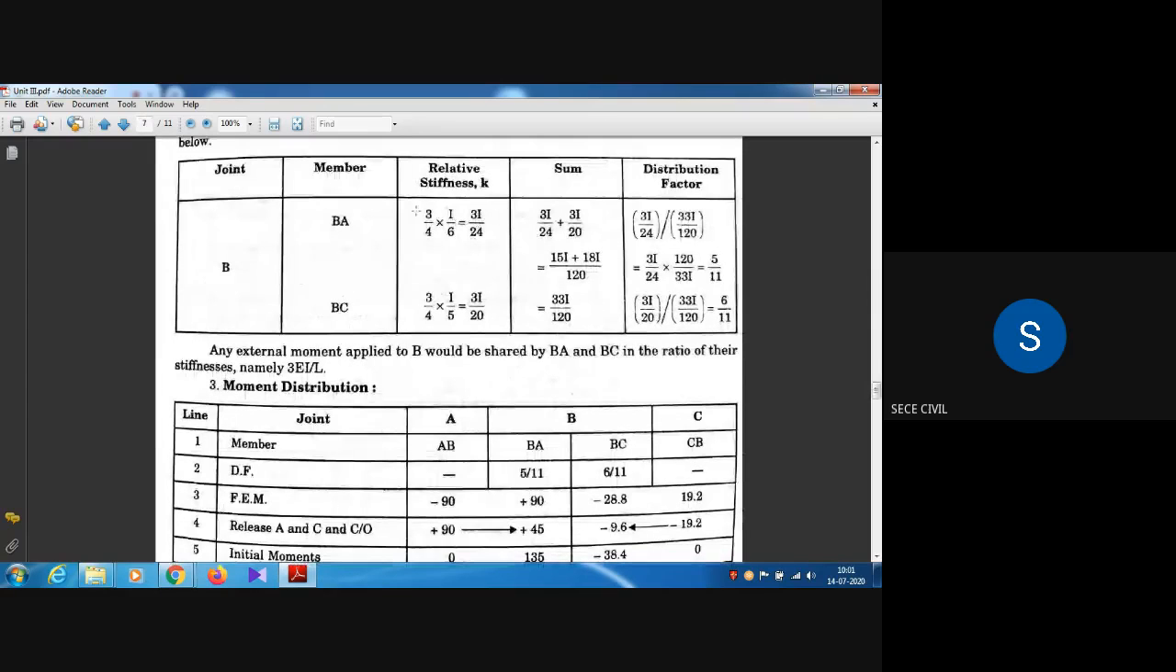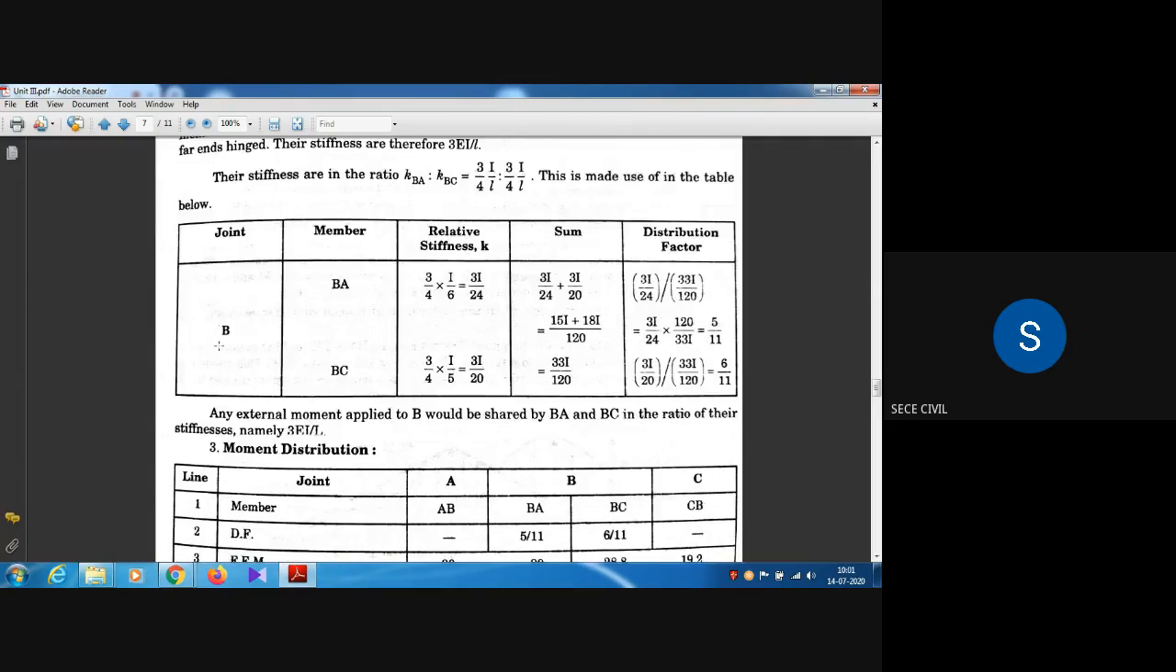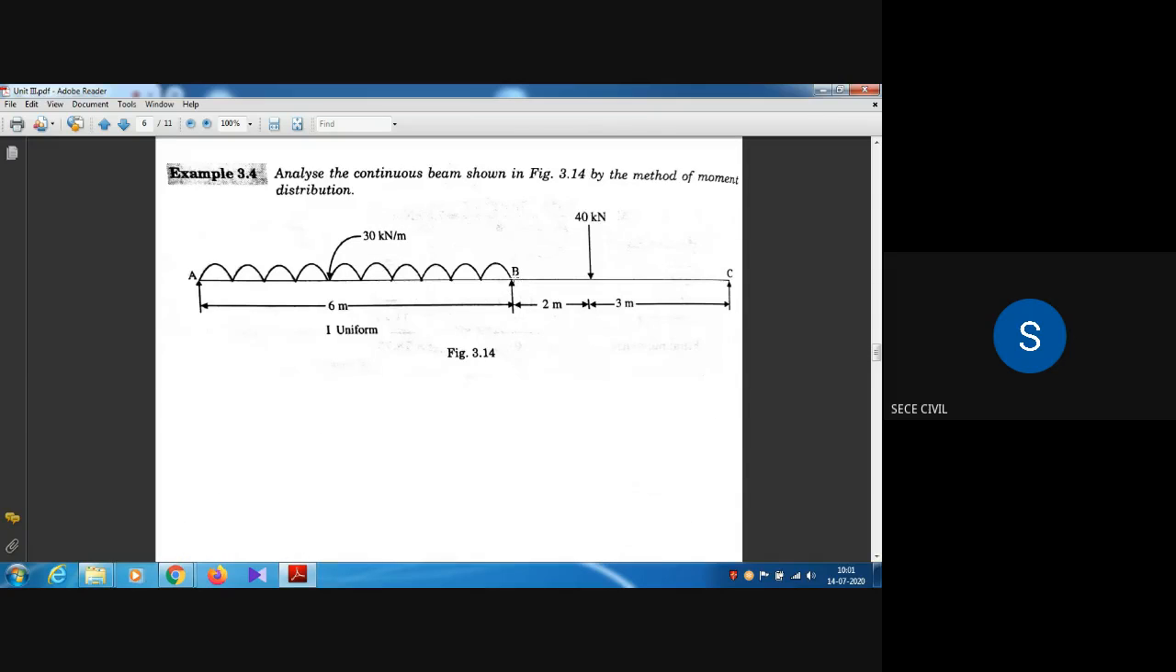So, relative stiffness. We took joint B, and in joint B we have two members, member BA and member BC. First we are seeing member BA. Now we are in joint B, seeing member BA only, so the far end will be joint A. So what about joint A? Whether it is a fixed support, hinged support or roller support, which support? Guys, answer.